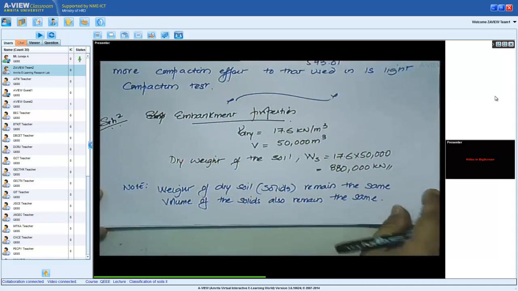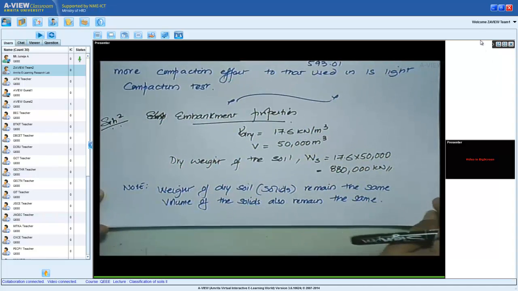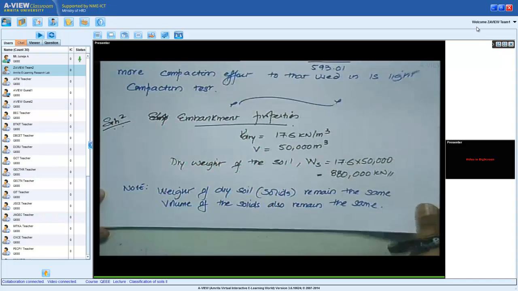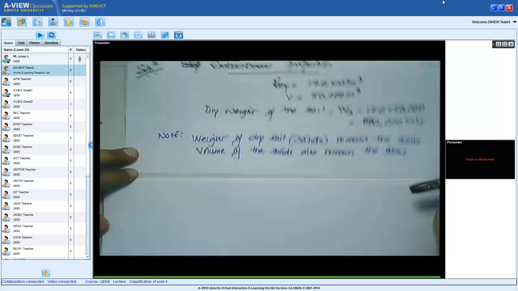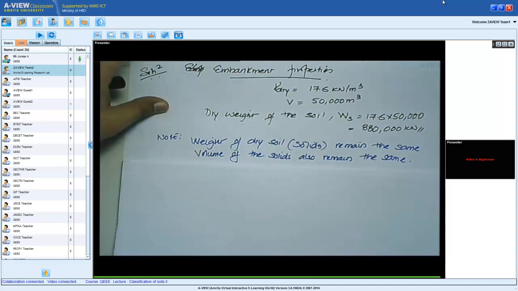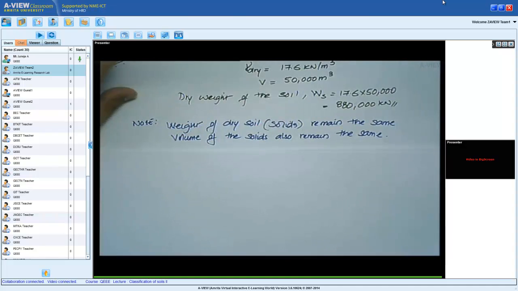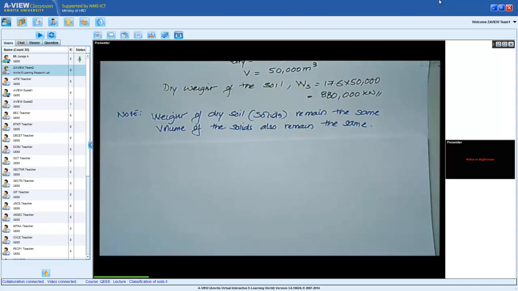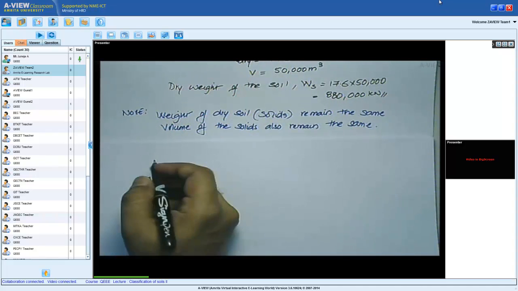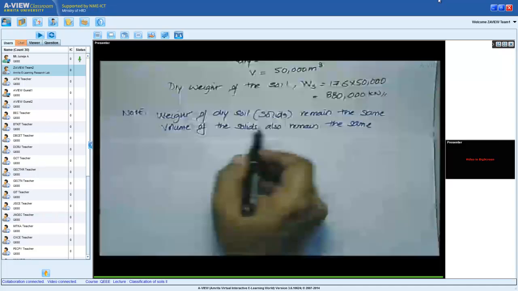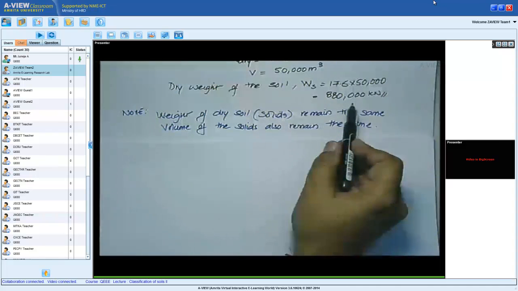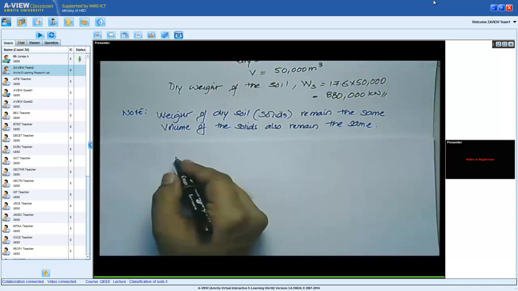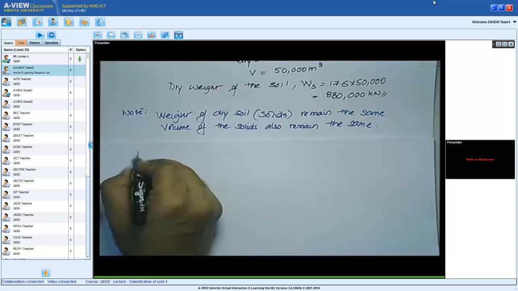This is an important statement, and I would like you to carefully look at this and understand it, because it will help you solve these problems. So when we say the weight of the dry soil does not change, 880,000 kilonewton remains the same even after compaction. So let's go back to the borrow area.